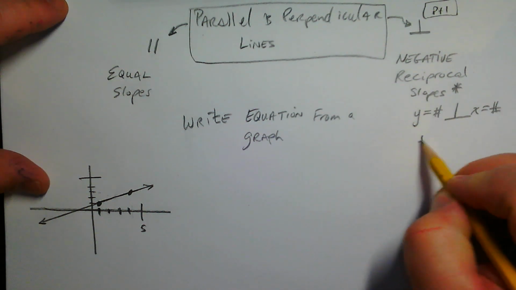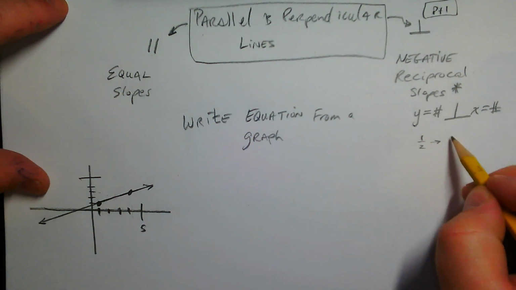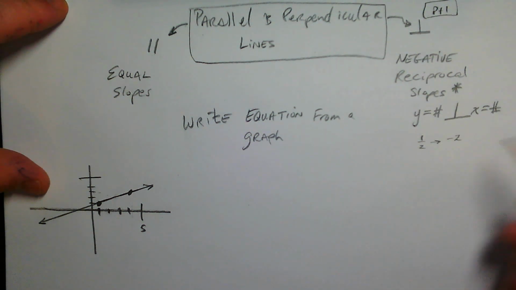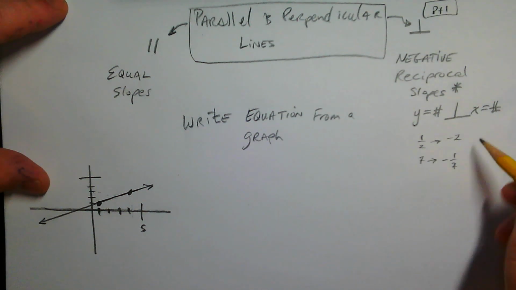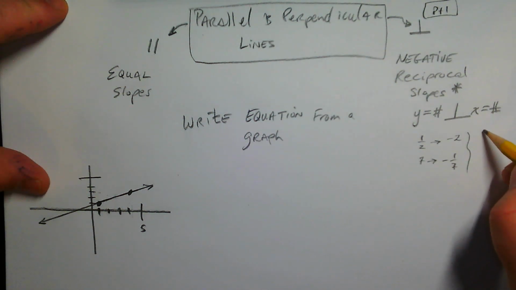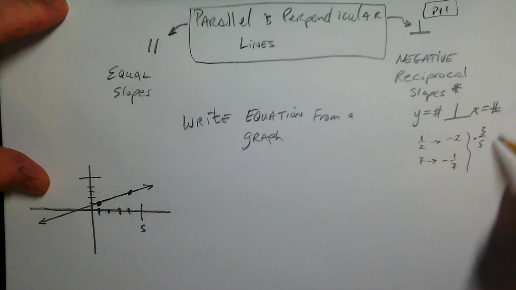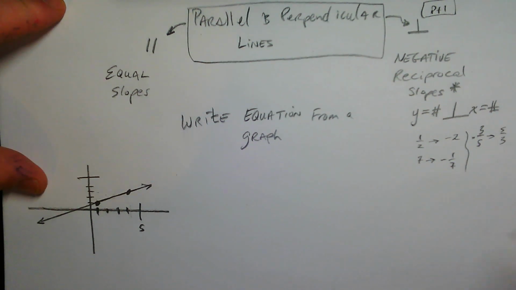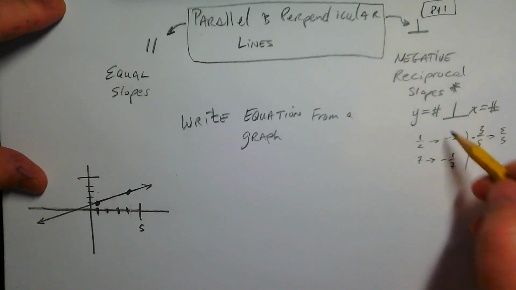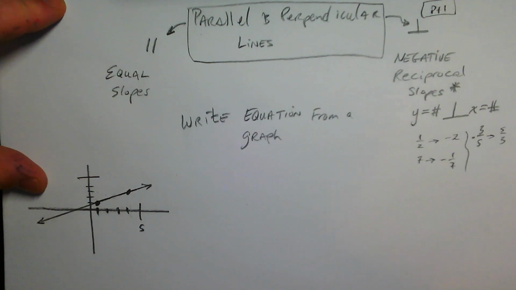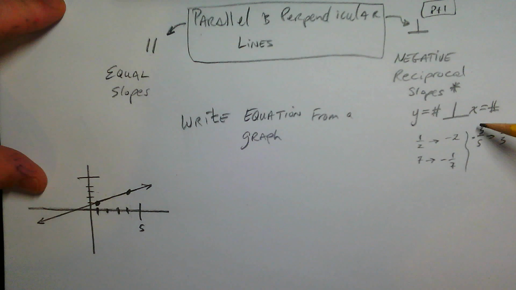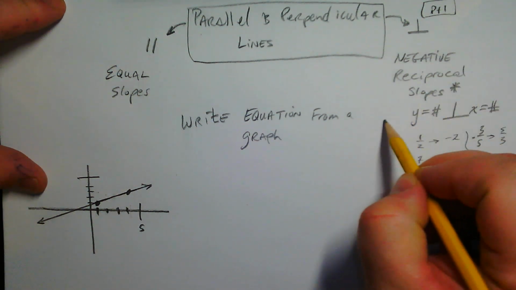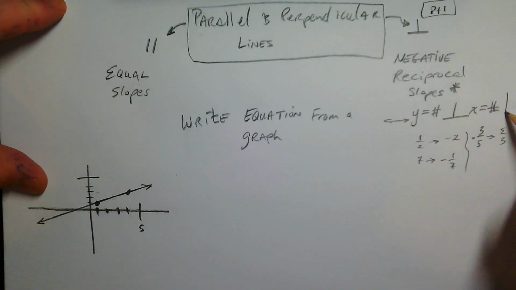So for example, the negative reciprocal of 1/2 is -2. The negative reciprocal of, say, 7 is -1/7. The negative reciprocal of 3/5 is -5/3. So you see, flip it over, change the sign. One's positive, one's negative. All of these would be slopes of lines that are perpendicular. The only exception is if you have y equals a number. Perpendicular to that is x equals a number. Remember, y equals a number is horizontal, and x equals a number is vertical.